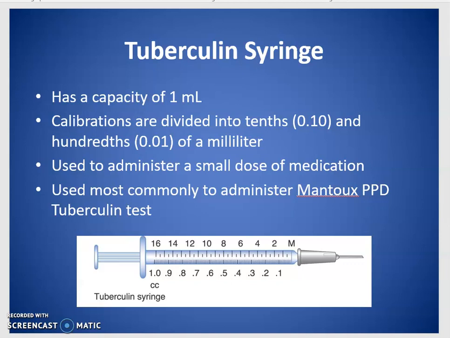I'm going to go ahead and pause it here, and I'll be back with you in just a few moments, and we'll start talking about the vaccine information statements.